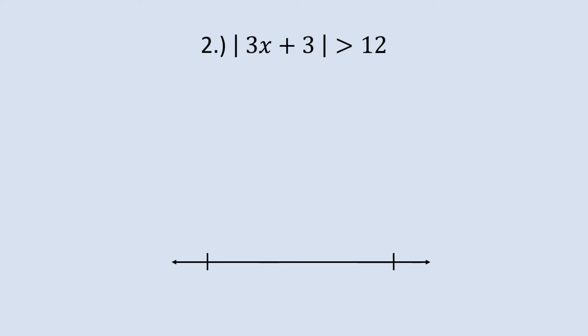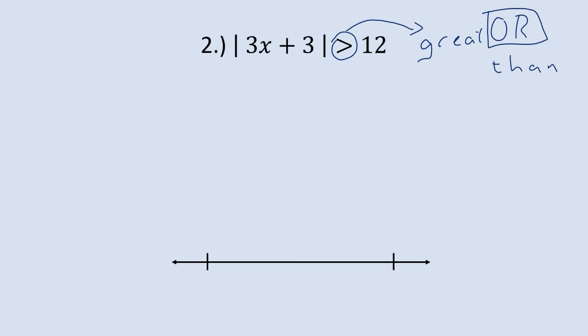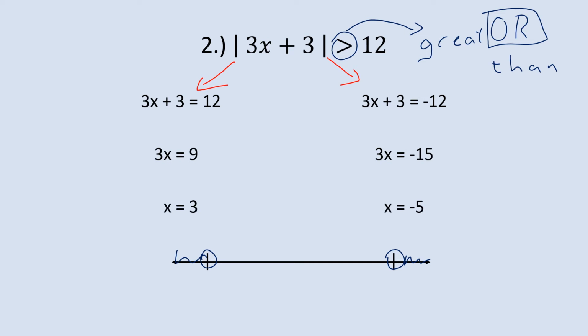Number 2, same problem, except now we have a greater than sign. Think "great-or than." Or means it's going to be the outside sections. This time we have a greater than sign without that equal to sign, so it's going to be empty circles, outside sections. And just like the previous section, section 1.5, split these into two parts, solve each of those equations, and get our two numbers. All right, that's our solution.